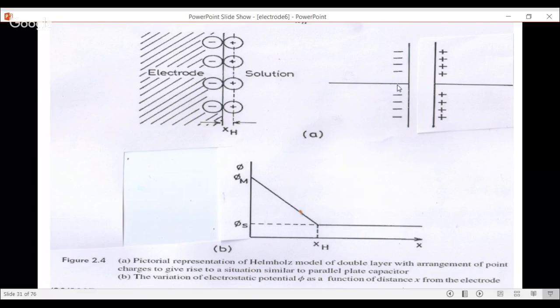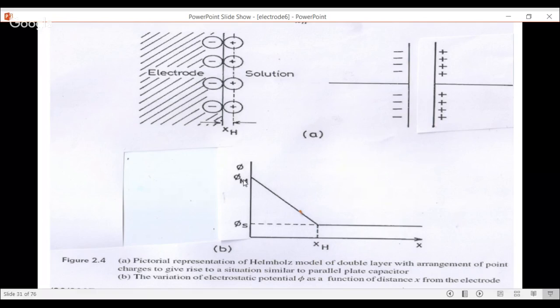The same thing can be put in a capacitor. In a capacitor, one electrode is negatively polarized, another electrode is positively polarized. Therefore, it is equal to the capacitor. Here also the electrode is negatively polarized. The positive ions are adsorbed or accumulated very near to the electrode. Therefore, this is equal to a capacitance.